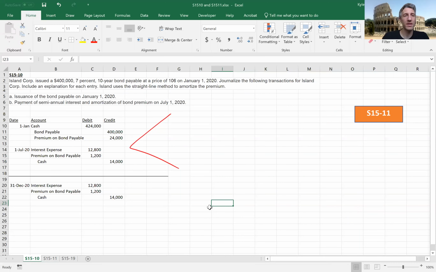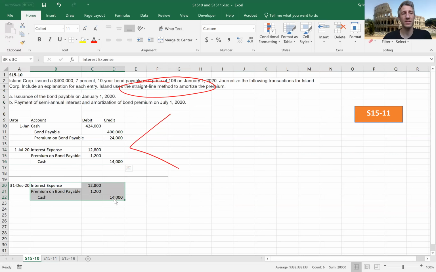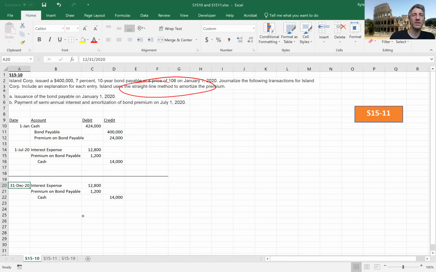All S15-10 asked us to do was the payment on the semi-annual interest payment on July 1st. That was this entry here. But because this was the straight line method of amortization, the journal entries every period are going to be exactly the same. And by exactly the same, I mean it will be the same accounts in the same amounts. The date will change. But I want to take a minute and just go through a couple of things here.